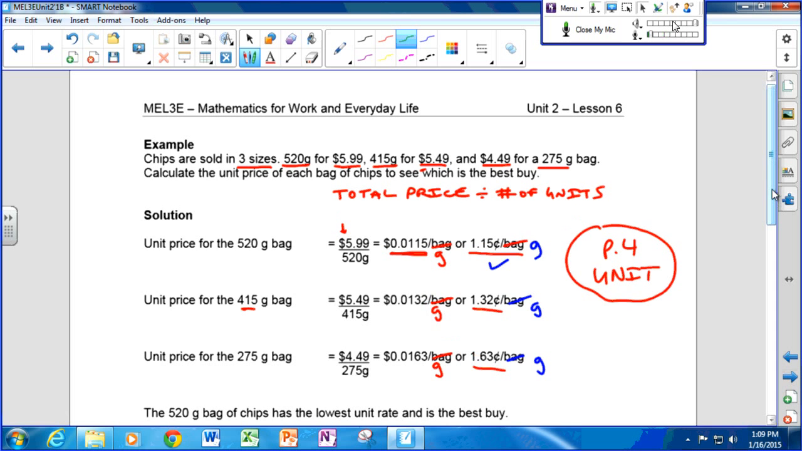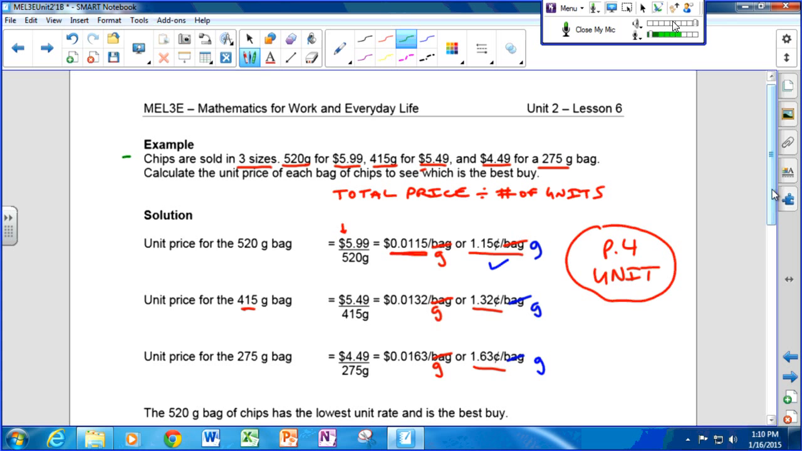Okay. Now, here's another example where they have different sizes of chip bags, right? So if all you need is a small bag of chips, then really, maybe you're going to have to just pay the price for the small bag of chips. But if you need more chips than just a small bag, then you can start looking at the unit prices.